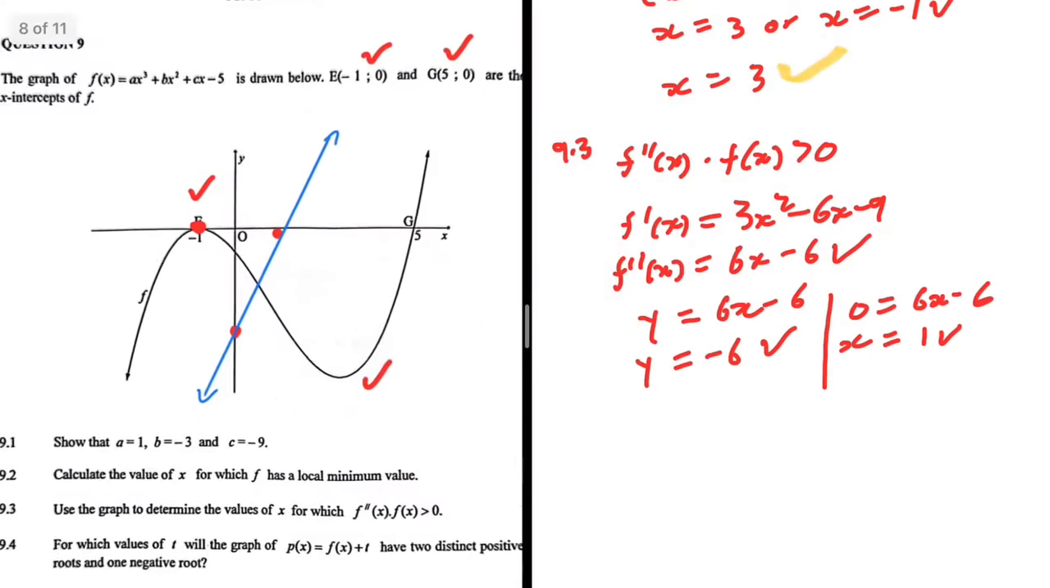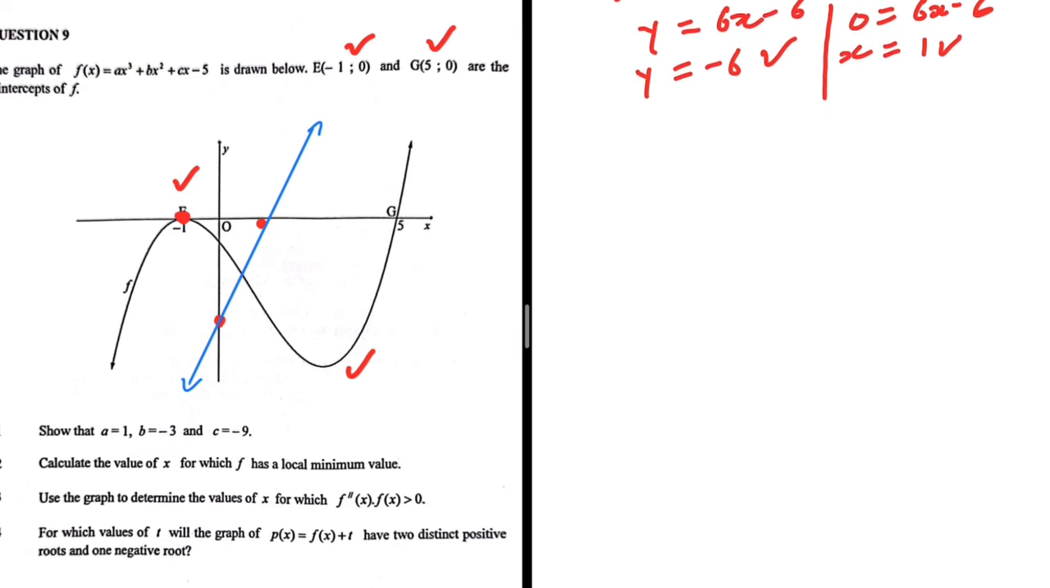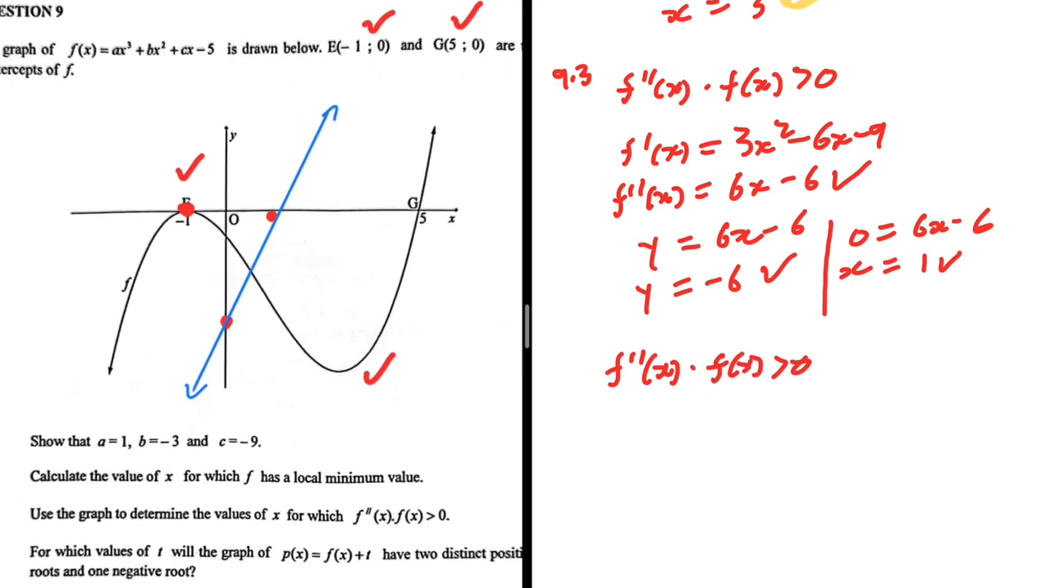This is going to simplify our problem because we are looking for values of x for which the second derivative multiplied by f of x will be greater than 0, right? So we need both of them to be greater than 0, or we need both of them to be less than 0, because if they're both negative and you multiply them, it's greater than 0. If they're both positive and you multiply them, it's greater than 0. So right, let's go ahead and see what that will turn out like.